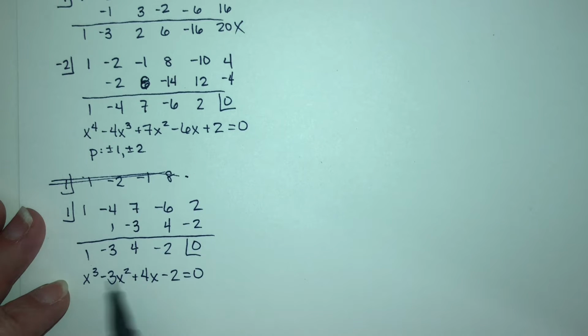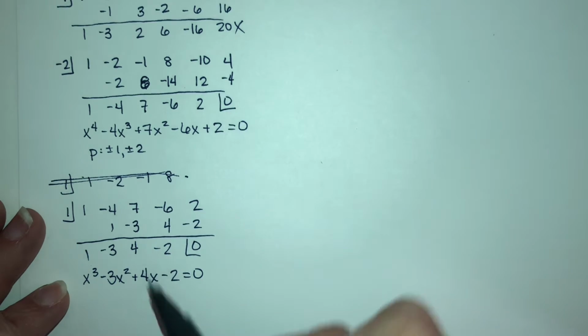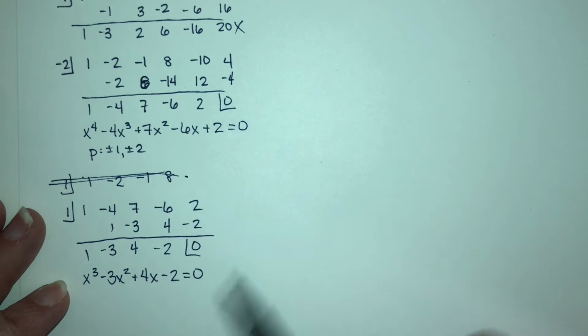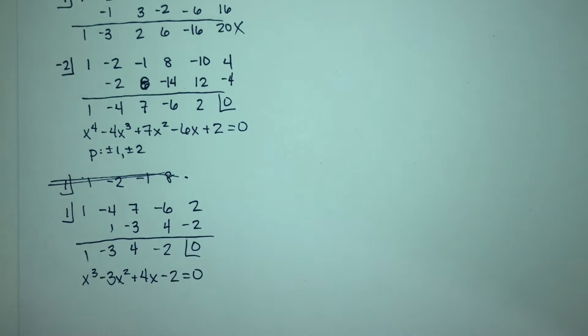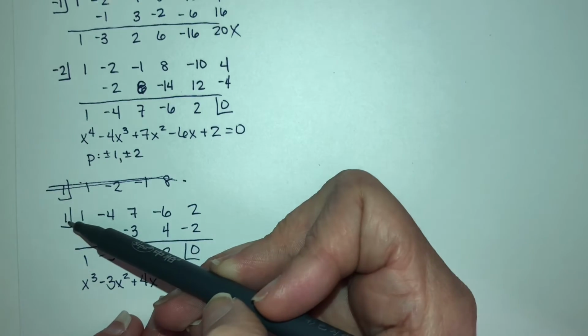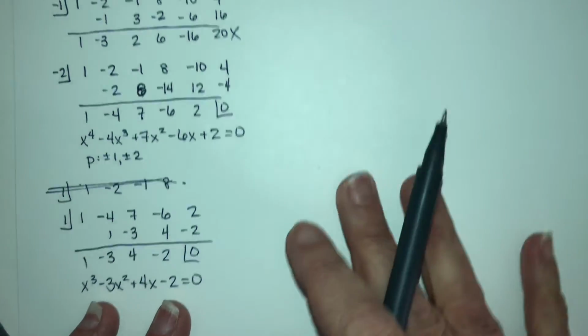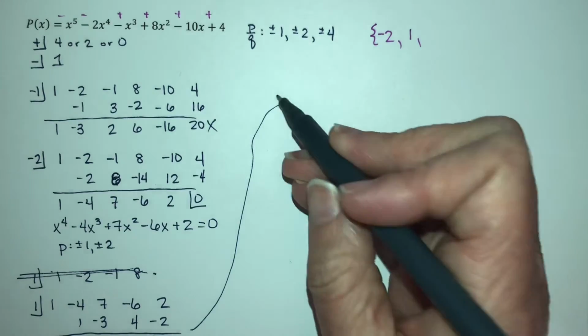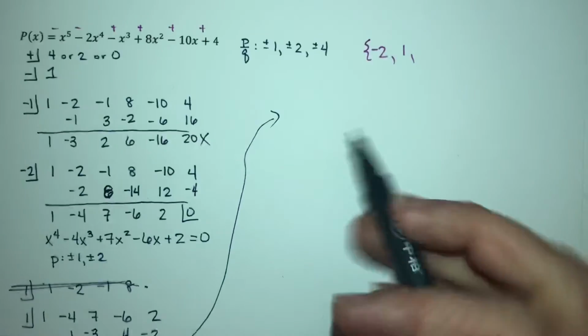Okay, I don't think this will factor by grouping. I don't see anything special. I would look at new p over q values, but this was a 2, this is still a 2, so I didn't get to improve my solutions anymore. But notice that 1 is still a possibility, even though I have already checked 1. So I'm going to test 1 again, but in the depressed equation.